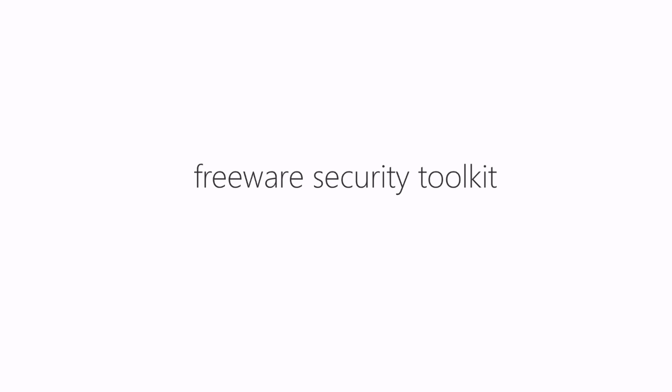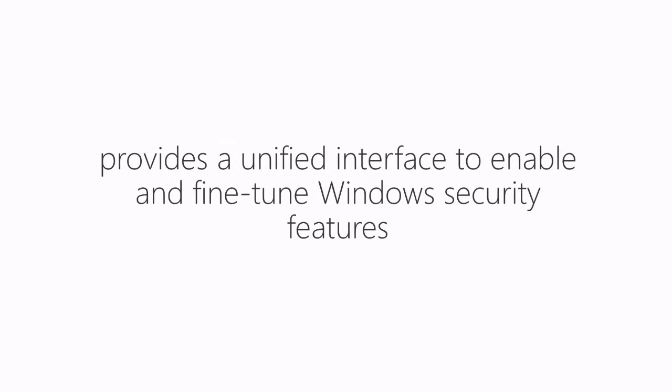So EMET is a freeware security toolkit. As we mentioned earlier, it was built by Microsoft for Windows. EMET helps to provide a unified interface for you to be able to turn on, turn off, fine-tune a lot of Windows security features, exploit mitigations in particular. I want to talk a little bit about its initial release, its initial sort of conception. So EMET was released in 2009.